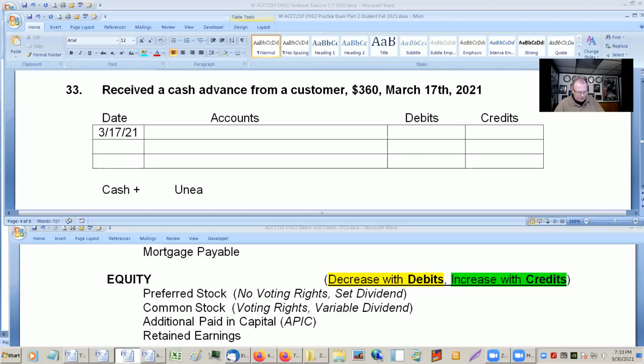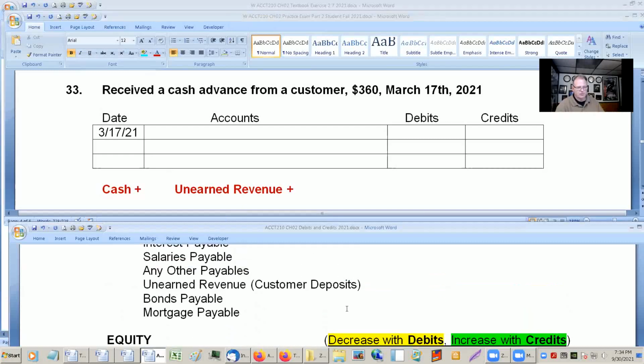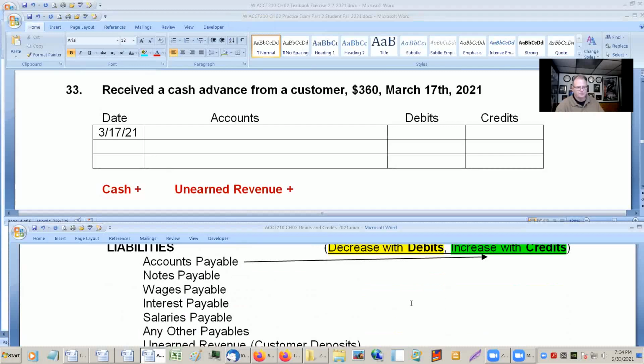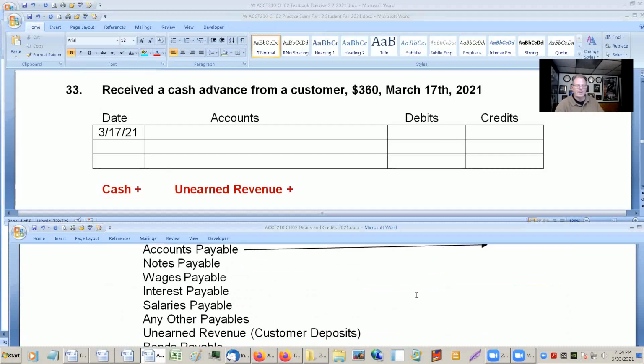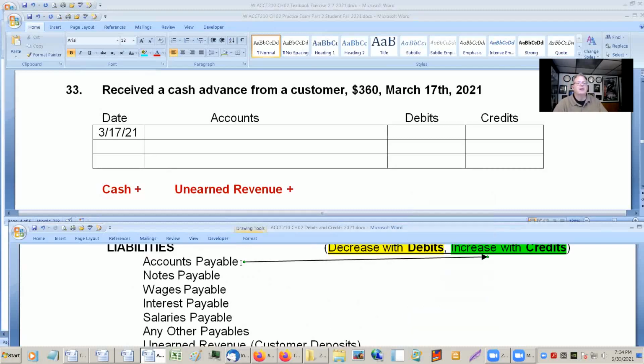Which is really not a revenue at all. It's an unfortunately named account. What kind of account is unearned revenue? Oh, come on. Those are toy. Liability. The liability.